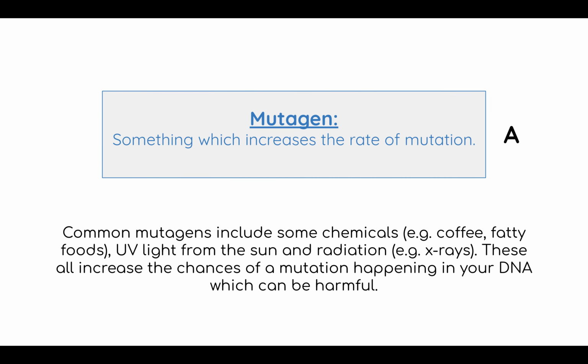The other word that you need to know about is mutagen. So that is something that increases the rate of mutations. It causes mutations. So common mutagens that you might know about are some chemicals like coffee or fatty foods. That's one of the reasons that some things are linked to cancer, because cancer is a result often of a mutation. UV light from the sun is also a mutagen, again linking to cancer, and radiation like X-rays. So all of those things increase the chance of a mutation happening to your DNA, and that can be harmful. So we kind of want to avoid mutagens if possible.